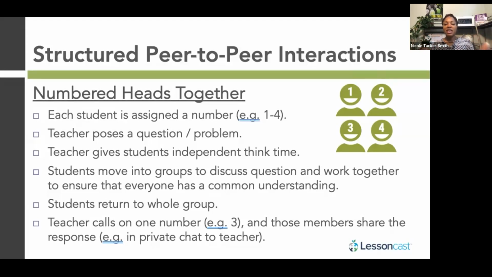Each student is assigned a number. The teacher may give a question or a problem. But notice, before they work together, the teacher gives independent think time. Remember, many of you said with productive struggle, you need some time. That is very important. Before you have students just dive into groups, give that independent think time first, at least 2 minutes, to have them think about the question or the problem.